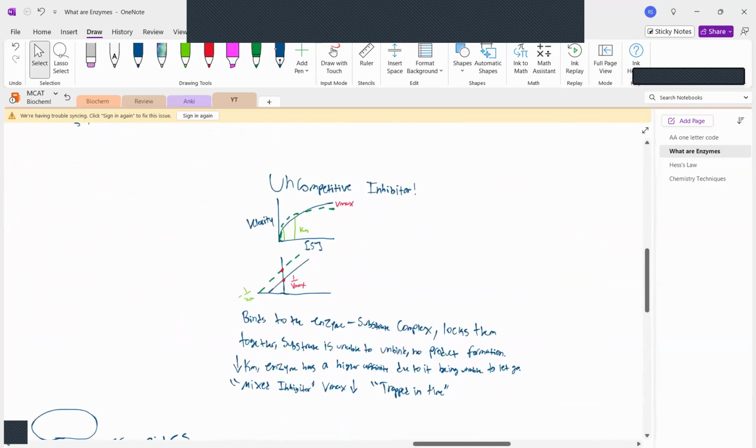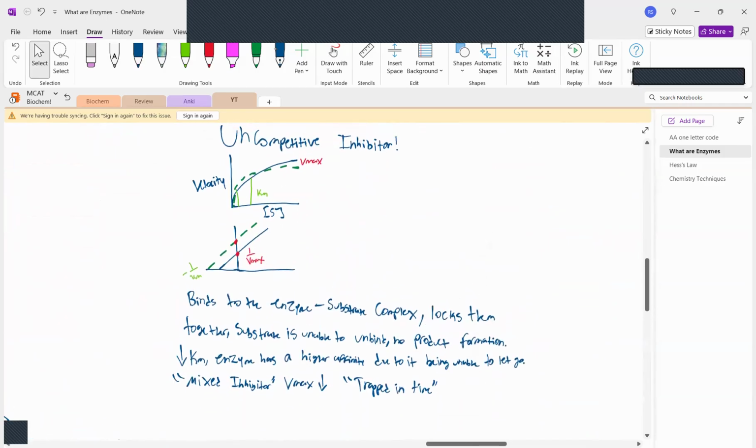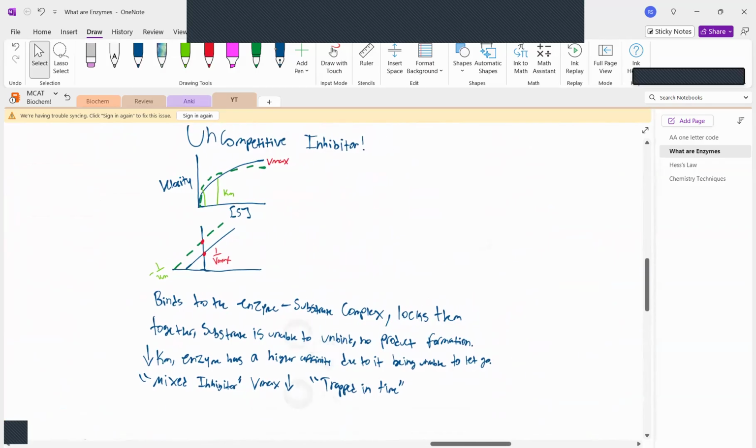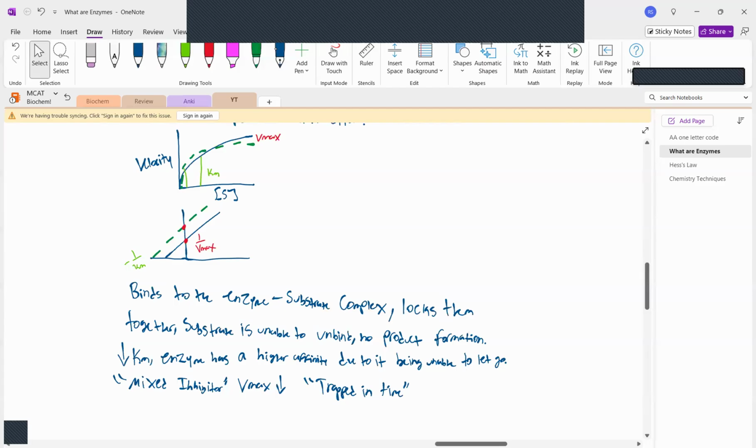And then my uncompetitive inhibitor. These are weird. So before I get into the Michaelis-Menten and Lineweaver-Burk, once again, I'll explain what is actually happening. So it binds to the enzyme substrate complex. So when they're already bound to one another, it kind of traps them in time for a little bit. It's like this weird intermediate state. There will they, won't they? Like break up, sort of. So it locks them together. The substrate is unable to unbind, so no product is able to form.